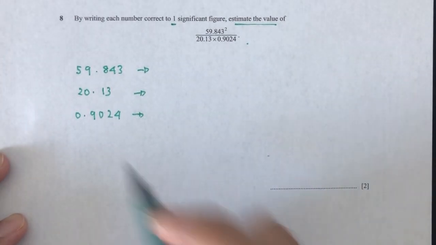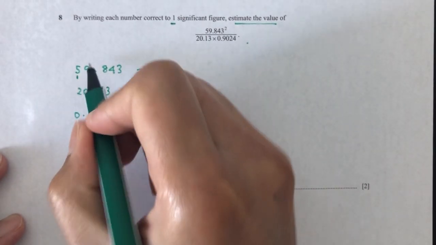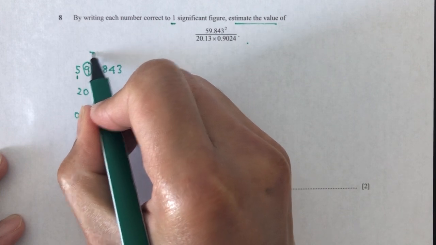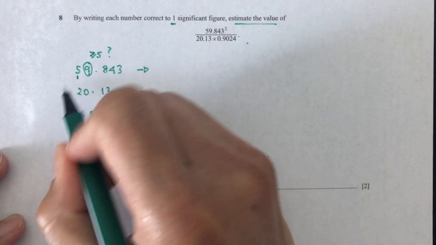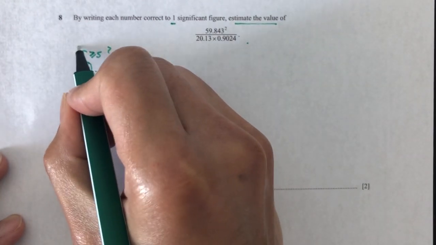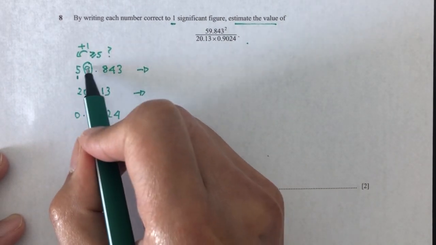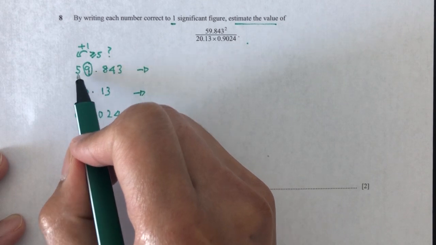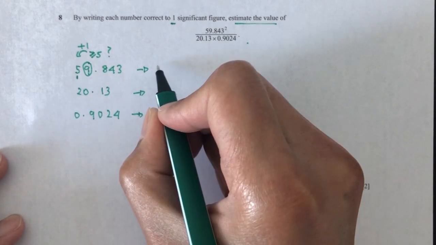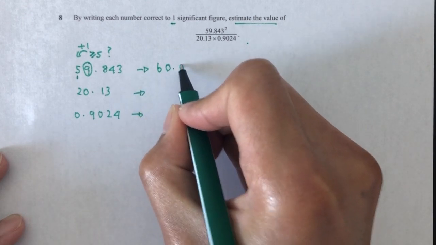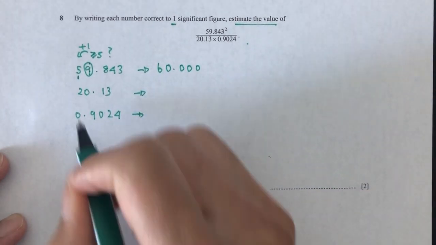So we first leave the first number alone, and then we ask ourselves if 9 is bigger or equal to 5. If the answer is yes, then we add 1 to the first number. So this one, 9 is bigger than 5, yes. So we add 1, so 5 plus 1, which will be 6. And then we convert the rest to 0. It becomes 60. Okay? So same thing for this one.